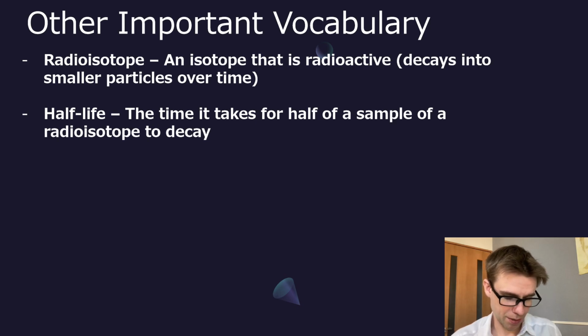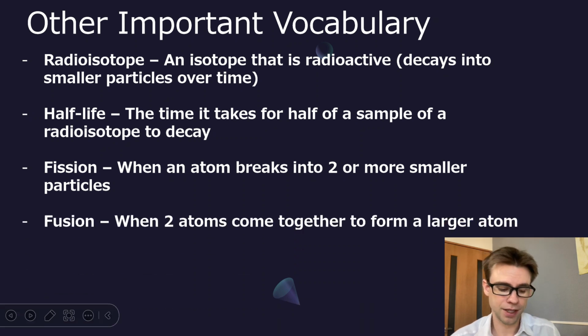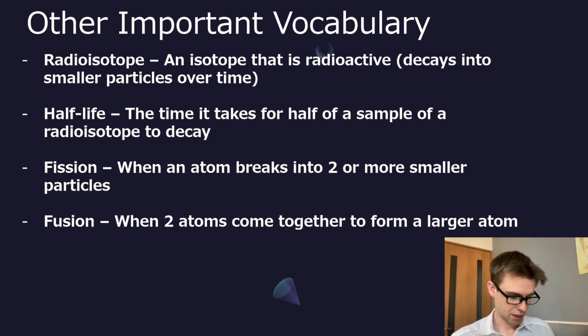Half-life. This is the time it takes for half of a sample of a radioisotope to decay and transform into something else. Fission. This is when an atom breaks into two or more smaller particles. And then fusion, when two atoms come together to form a larger atom, fused together. We're not really going to talk much about these beyond this slide, but you can use this vocabulary in your explanations, and they will become a much bigger part of the physics curriculum.